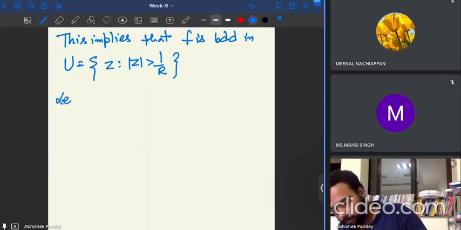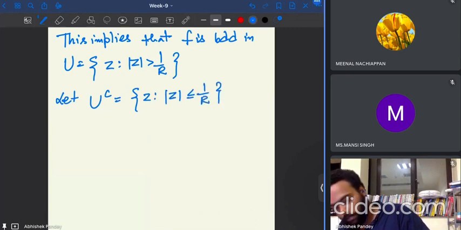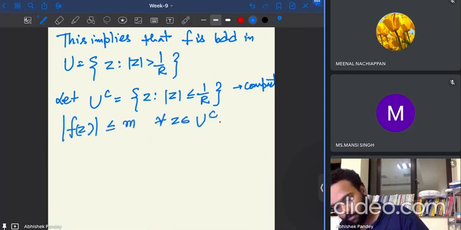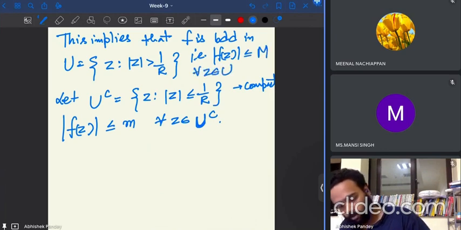Now let U complement be the set of z such that mod z is greater than or equal to r. Since this is compact, f(z) is again bounded by some M for all z belonging to U complement. So here also we can write mod of f(z) is less than or equal to some M, for all z belonging to U and U complement also.